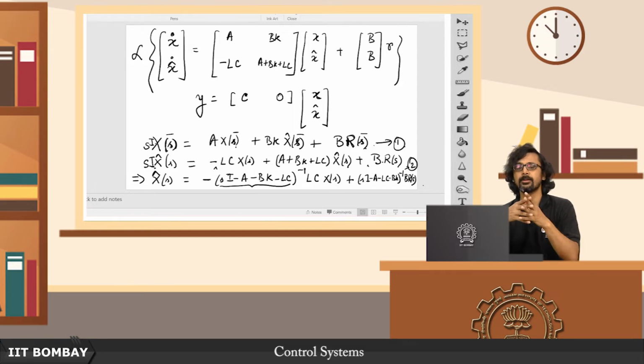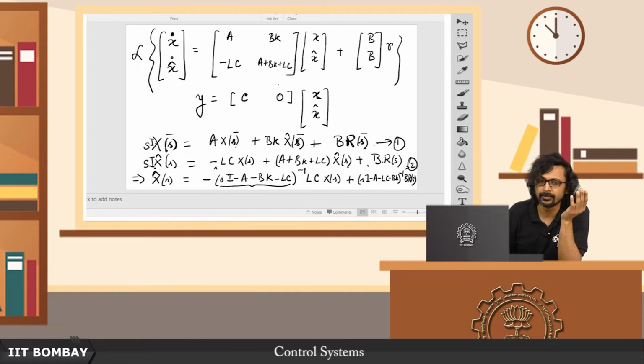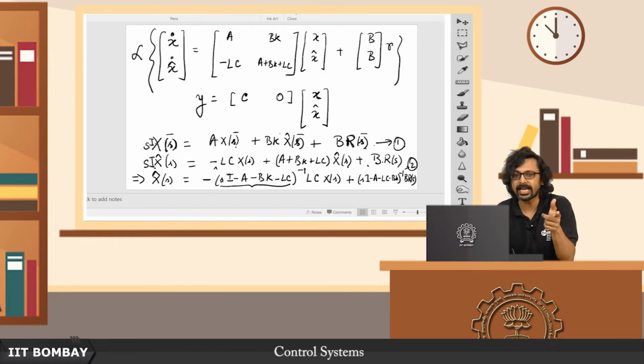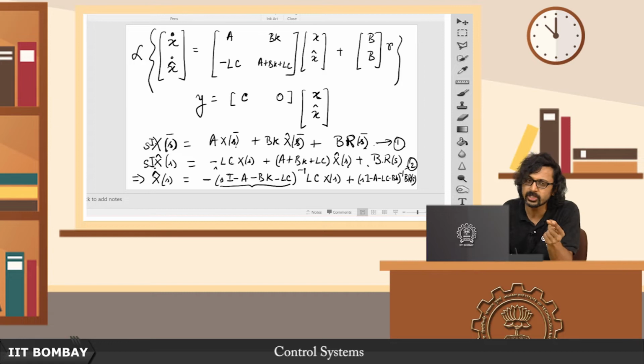Now what I am going to do is plug in this expression for x hat in terms of x in equation 1. In other words, I am going to eliminate x hat from the first equation using the expression for x hat I have obtained from the second equation. So you can easily imagine this is going to be a really nasty term, but do bear with me.